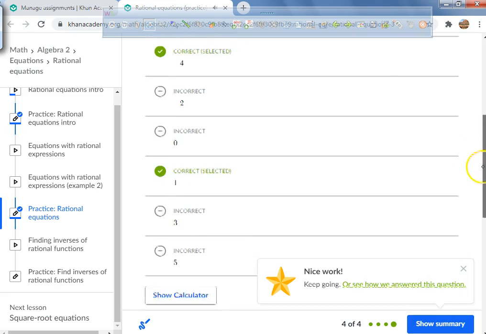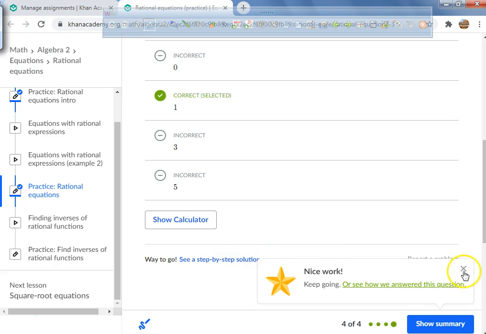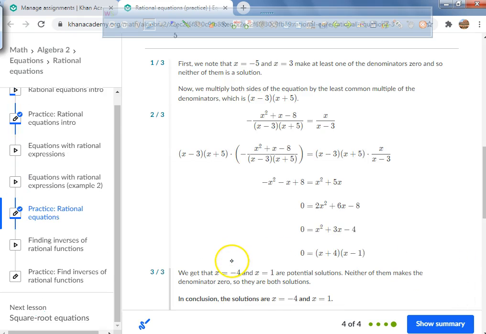Now, if you mess up, I'm going to go to where it says see step-by-step solution. Let me see what they did. Wow. Eventually they got what? See how they got to our area right here?